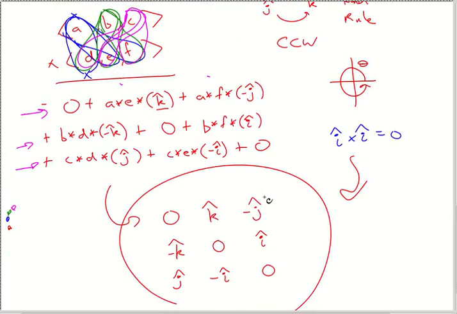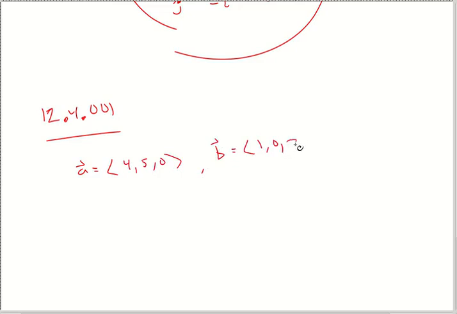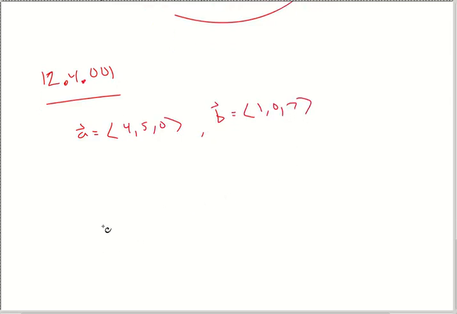So let me start doing a couple with actual numbers now. The first one is 12.4.001. They say my A vector is 4, 5, 0, and my B vector is 1, 0, 7. And they want to say, what is A cross B? In these problems, they have other things they're wanting, but this is truly the majority of that question. We need the cross product.